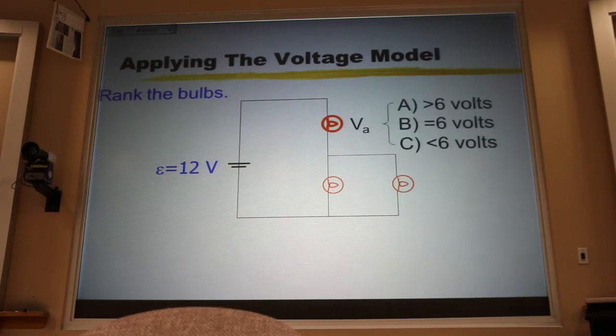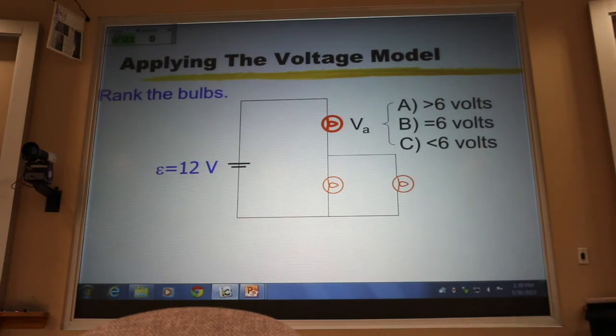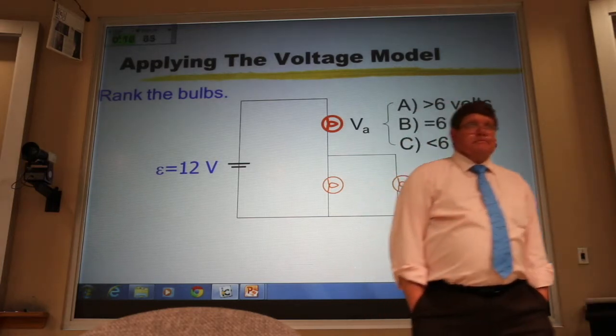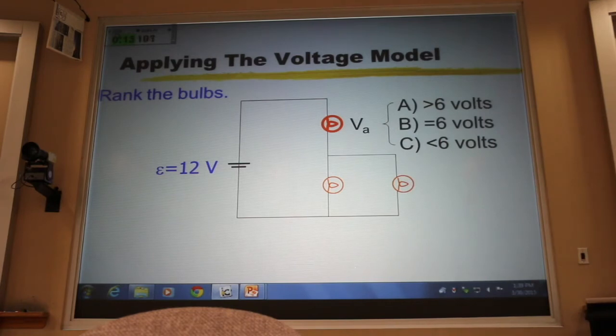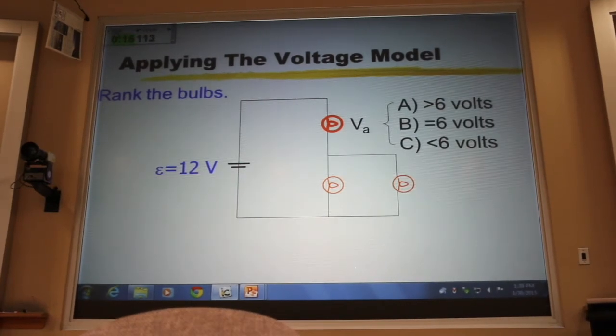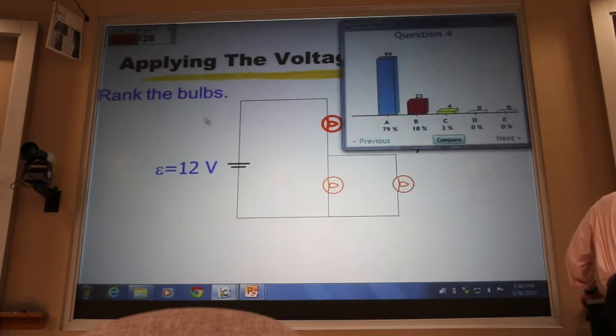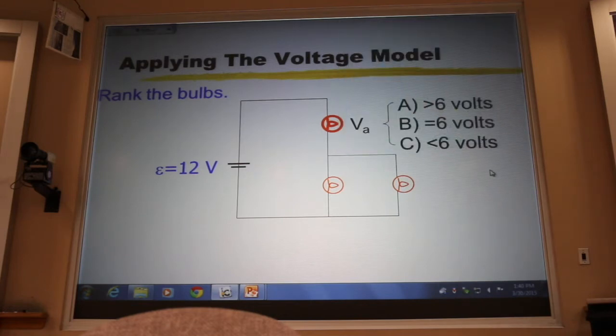So the question is, what's the voltage across bulb A? Is it greater than 6, equal to 6, or less than 6 volts? With your clicker, which is it? Okay, most of us say greater than 6. Now some of us said equal to 6.